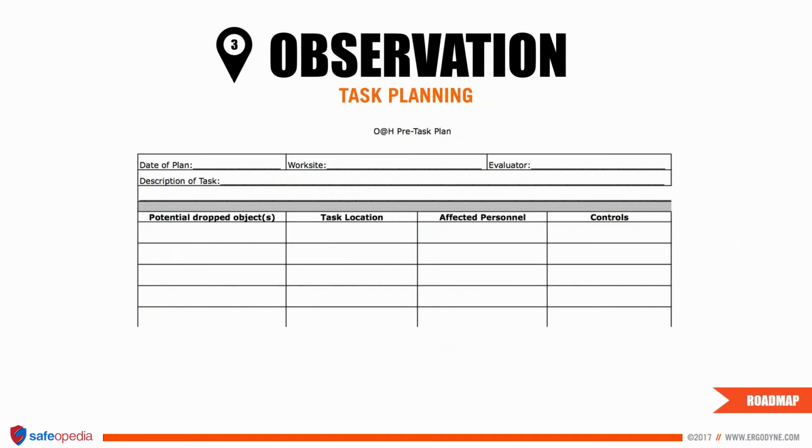Pre-task plans are available as well. Potential dropped objects, where they're located, and affected personnel. This is an example of another template that we have to give out. So as you're going through this observation stage, you may want to record this so you can come back to it and introduce risk mitigation.